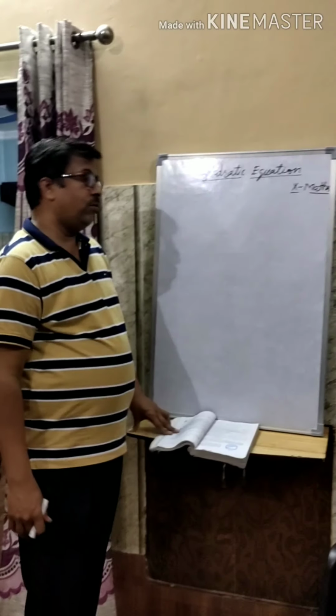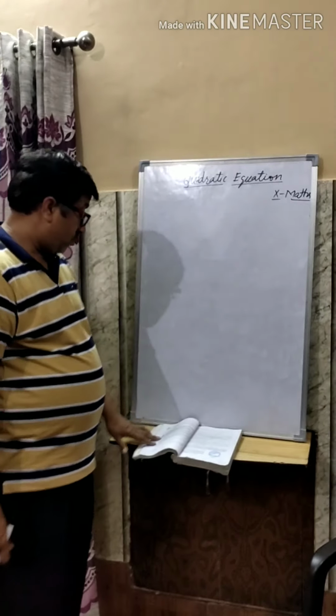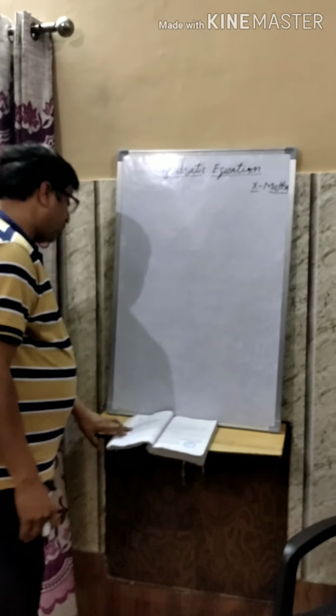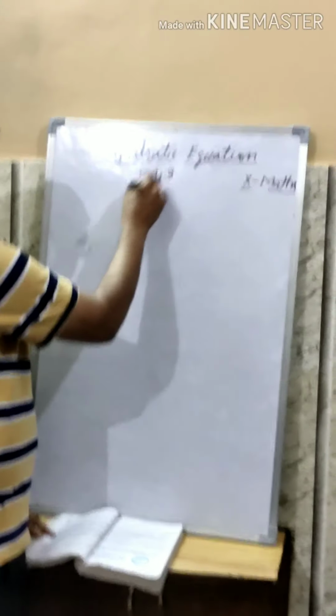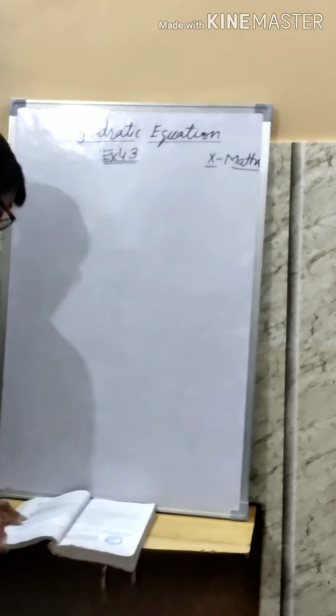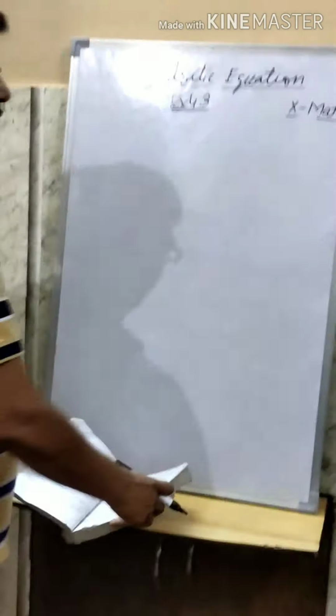Now in chapter 4 we have started word problems. So again we are taking 2 or 3 more problems from exercise 4.3. You see this, you read question number 8, very much important. A train travels 360 km at uniform speed. If the speed had been 5 km per hour more, it would have taken 1 hour less for the same journey. Find the speed of train.